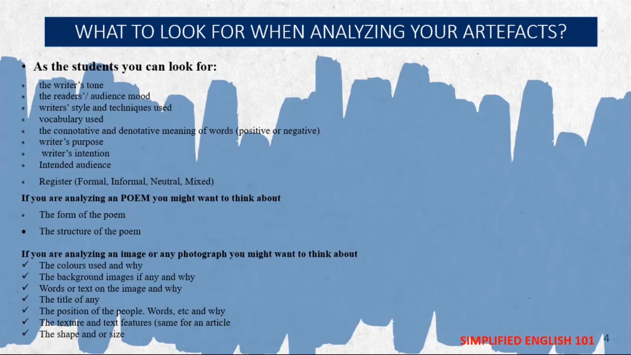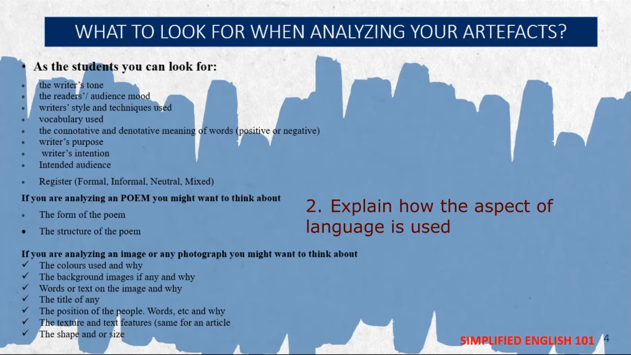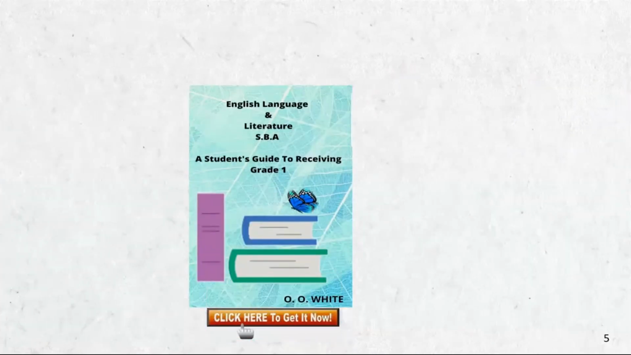Many persons don't understand effectiveness in literature or even in language. When we talk about effectiveness, we talk about the success of the use of language. Whatever aspect of language was used, was it successful in creating the message, the image, whatever it is that the creator wanted us as the audience or readers to get? Were they successful? Again, there is no set way to write reflection tool. However, I will give you a few pointers. 1, identify the aspect of language used by the author, poet, artist, playwright, and state what it is. 2, explain how it is used. 3, explain the effectiveness.